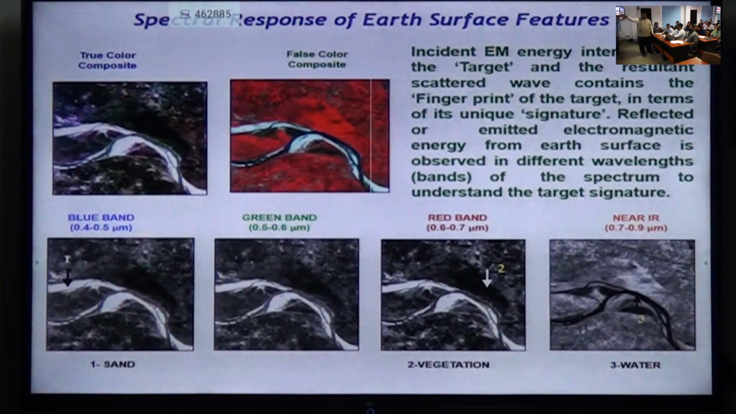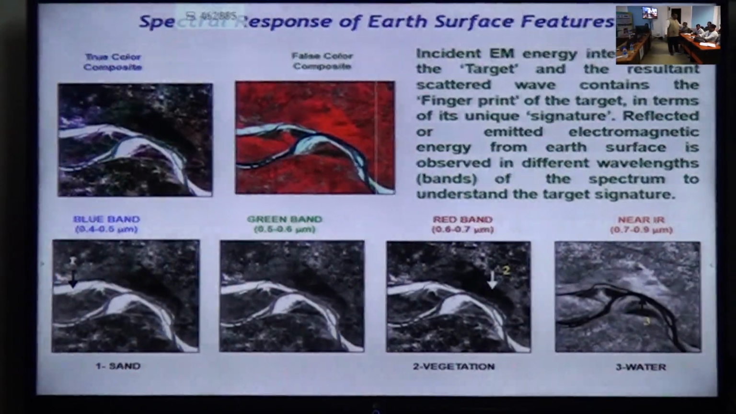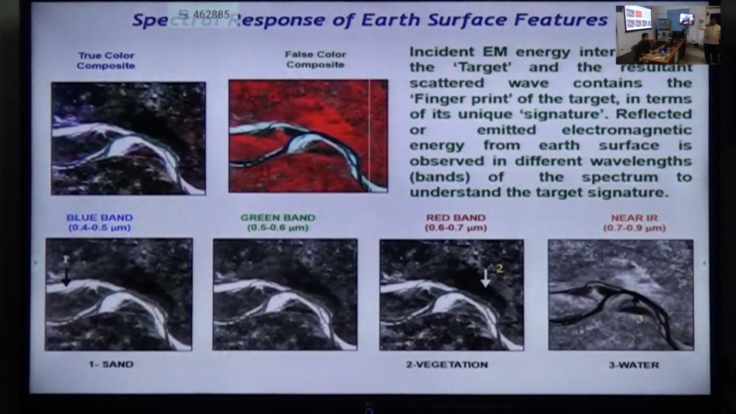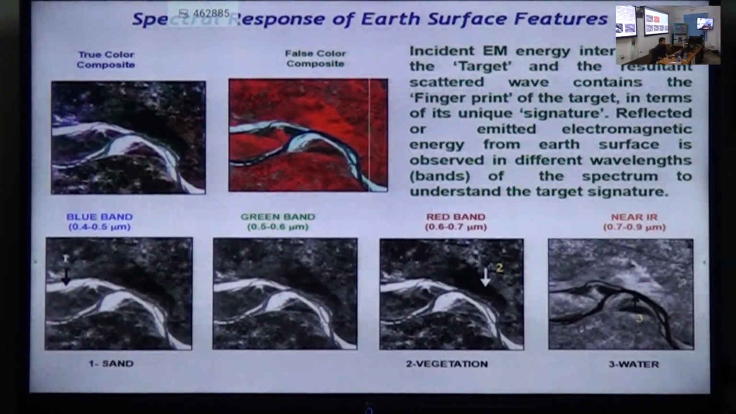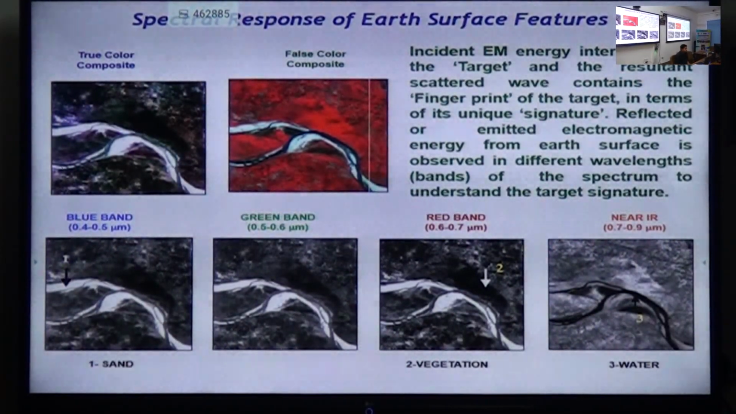If you reverse the colors, then here you can see the vegetation is shown in red color. You can identify the vegetation. In the blue color, the sand will be identified. That comes by experience. Then in red color 2, vegetation can be identified, and in 3, water can be identified clearly. So what is the principal insight? Incident electromagnetic energy interacts with the target, and the resultant scattered wave contains the fingerprint of the target.